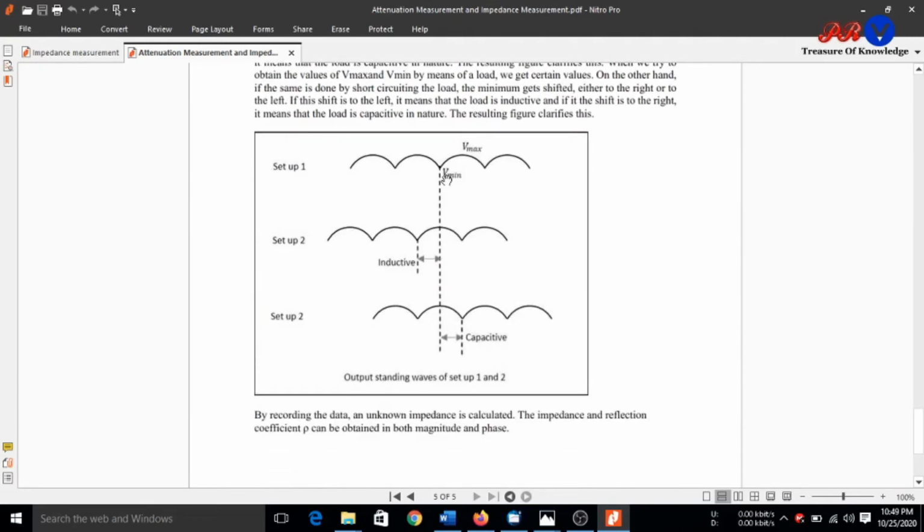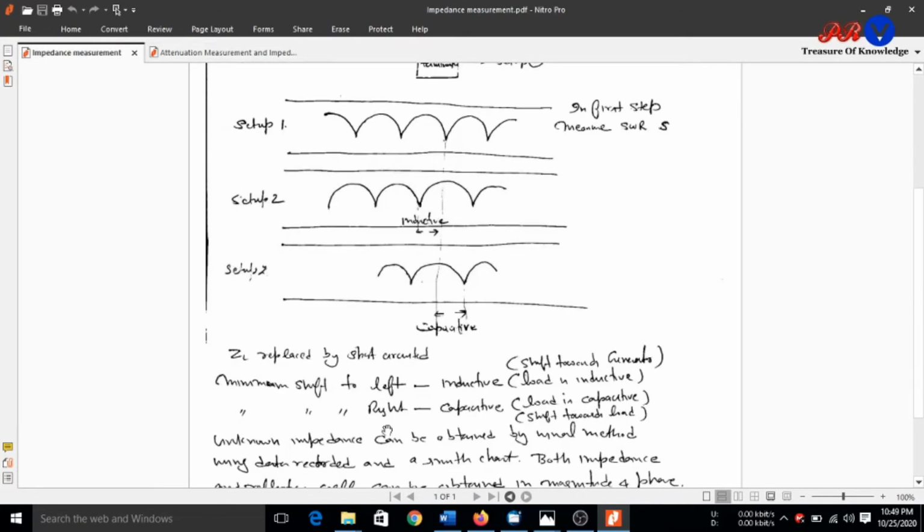In step 1 we will measure the position of the V minima, and when the second step occurs, then there may be a shift in this V minima towards the left side or towards the right side. If this shift occurs towards the left side, then we may conclude that this load is inductive in nature. If this shift occurs towards the right side, then we may conclude that this load is capacitive, because in the left side this point is shifted towards the generator.